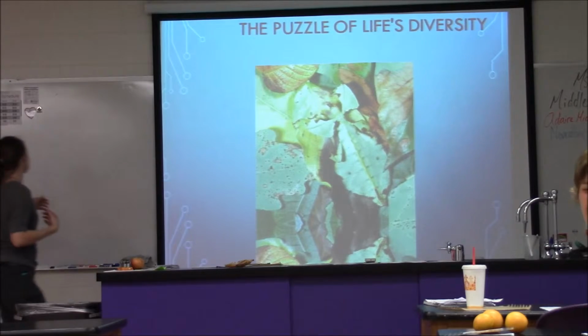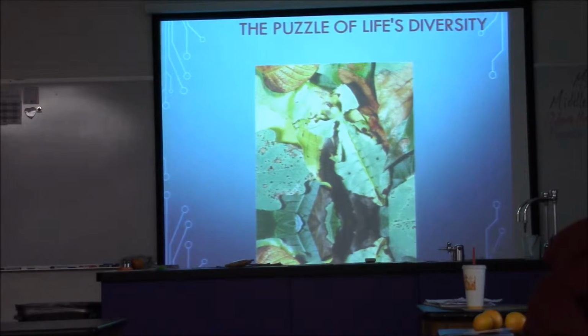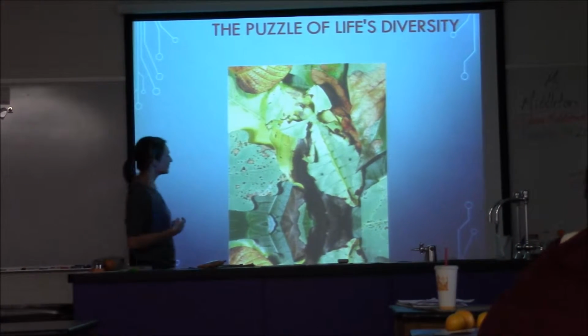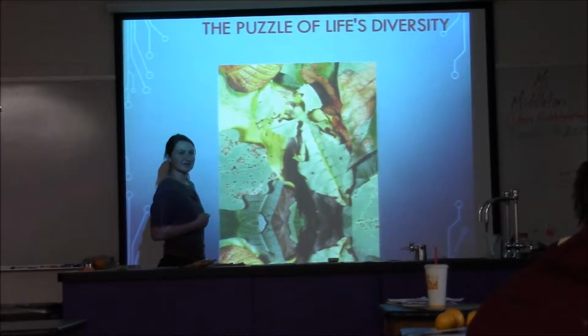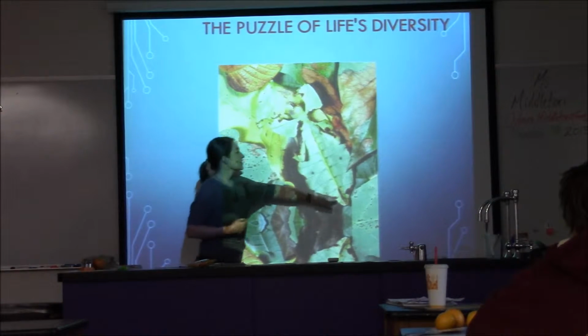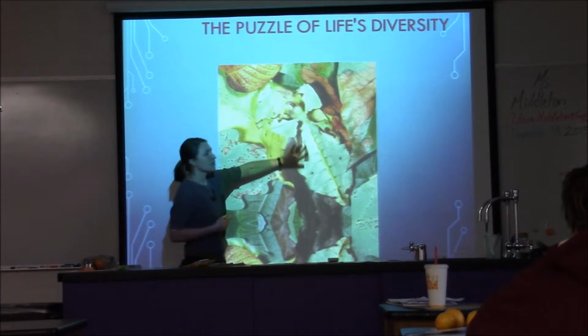So for instance, do you find what's in the picture? There's a bug there somewhere. I see the bug. Do you see him? We're looking for that bug. Very good. So this is an insect that has changed over time to look like a leaf.